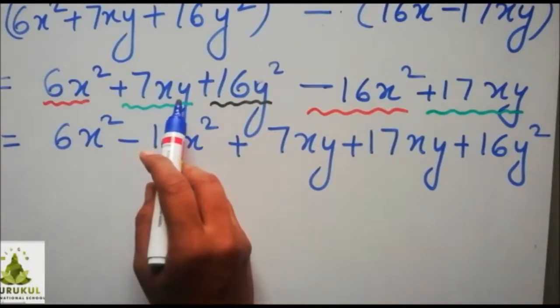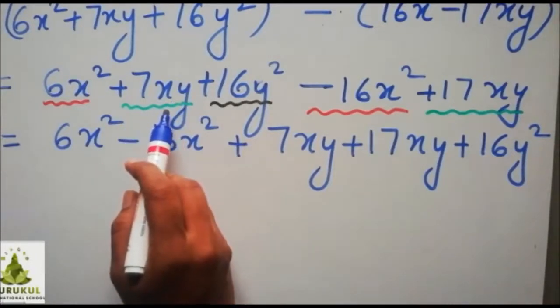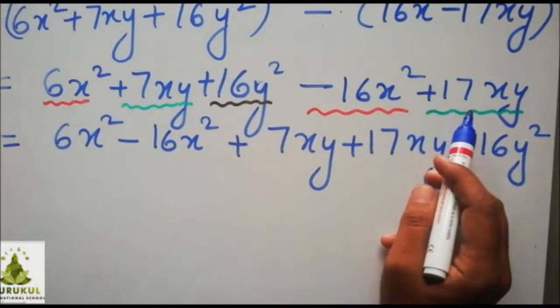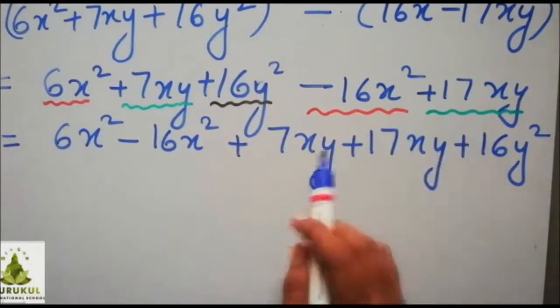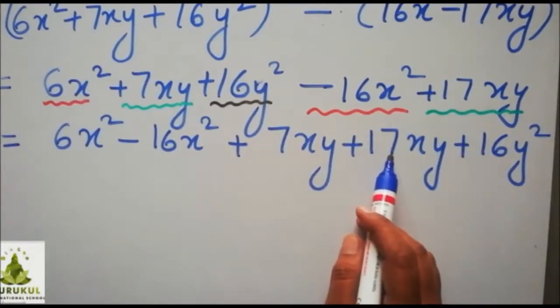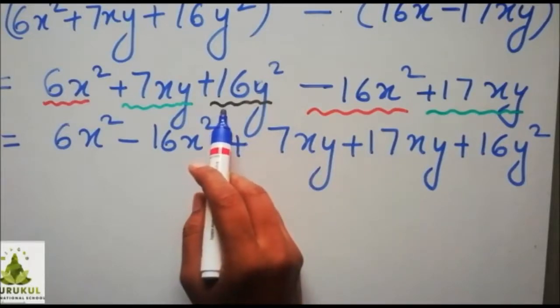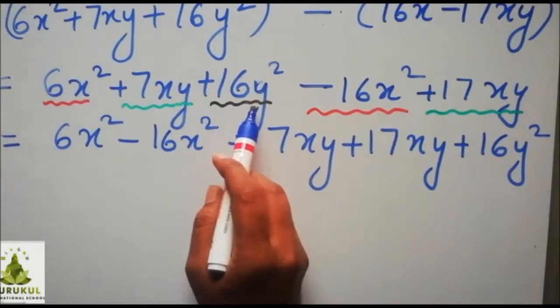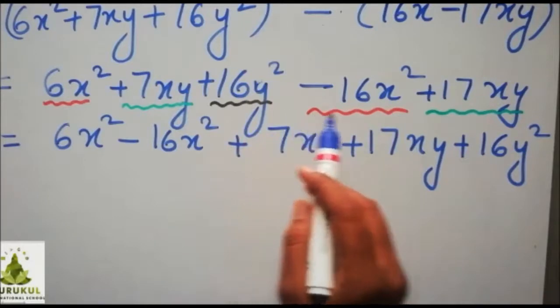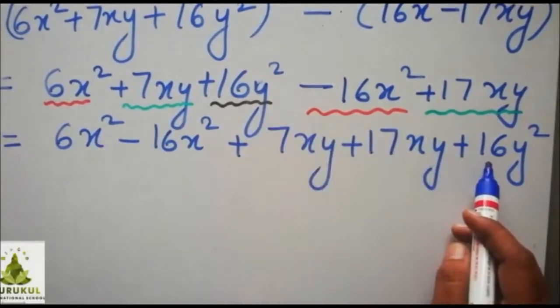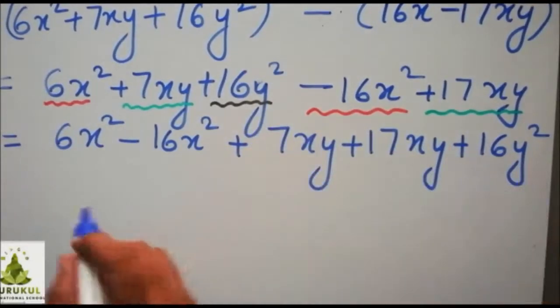Then I took the xy terms. See, with green I have shown you this one, and here 17xy. Both are like terms. So I took them together along with the sign. Now here plus 16y square is alone. No other y square term is there. So I will write it as it is. Is that clear? Now do the calculation.